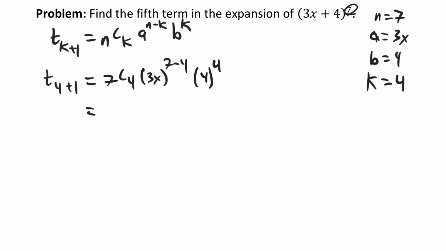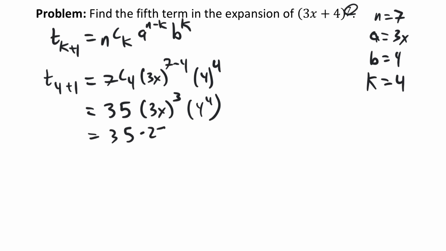7C4 is 35. 7 minus 4 is 3, so here we have (3x) to the 3, and then 4 to the 4. Now, 3 to the 3 will be 27. And then the 3 also goes on the x, so you get 3 to the 3 times x to the 3. Now 4 to the power of 4 is 256.